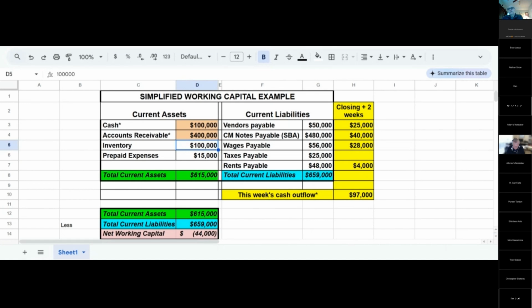Yes. So you need to really understand what you're getting. If you look here, these are different numbers. This was 200, this was 300 to start out with. The net working capital number was the same, right? It was 44,000 negative. But this is a very different liquidity position, isn't it?